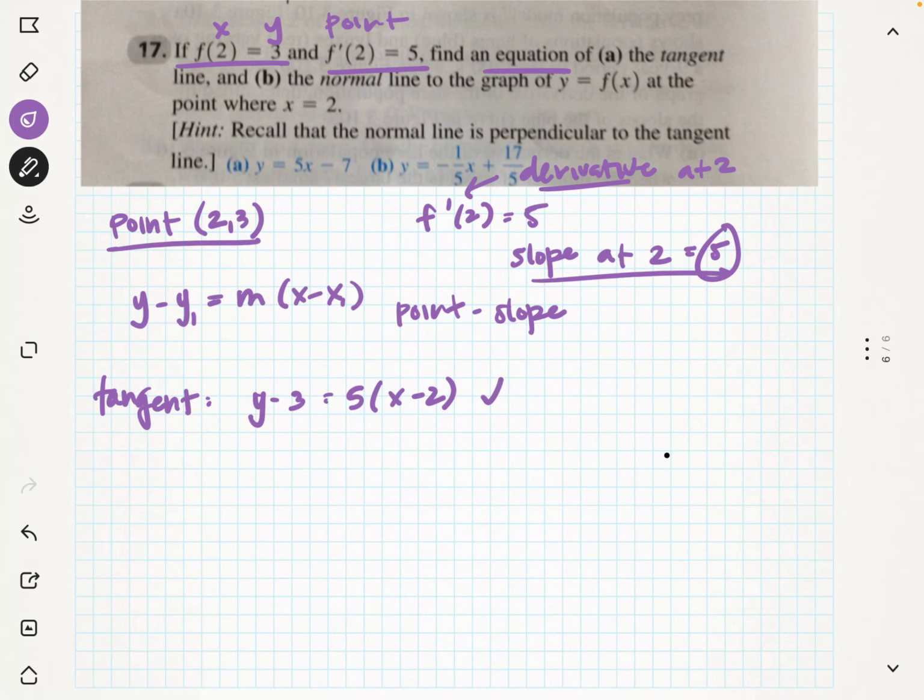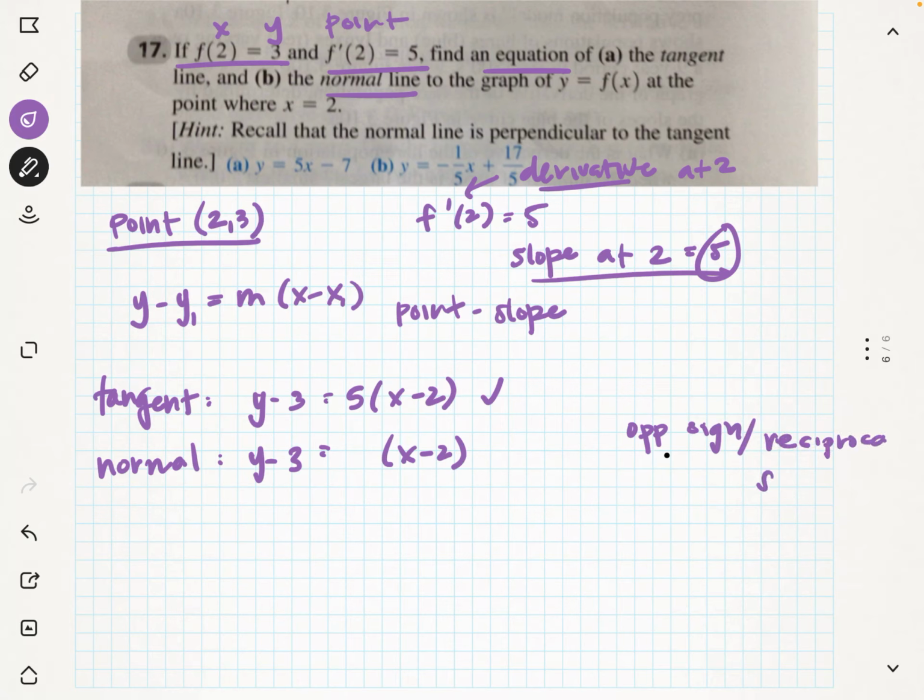They accept any form. Okay, part B is asking us for the normal line. So normal line. And we know that the normal line passes through the same point. So that part is going to be the same. The y minus 3 and the x minus 2. The only thing we need to remember is that the normal line is the perpendicular line. So it has the opposite reciprocal slope. So opposite sign, reciprocal slope.